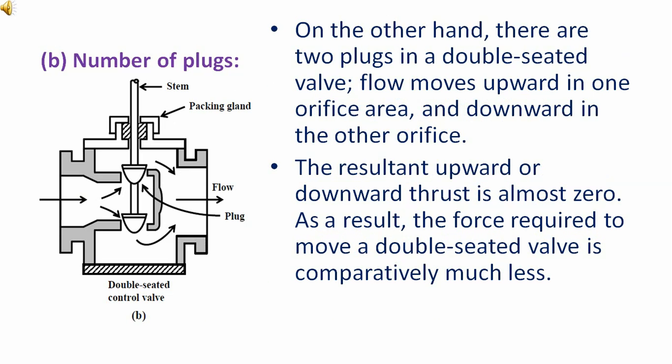On the other hand, there are two plugs in a double-seated valve. Flow moves upward in one orifice area and downward in the other orifice area. The resultant upward or downward thrust is almost zero. As a result, the force required to move a double-seated valve is comparatively much less.